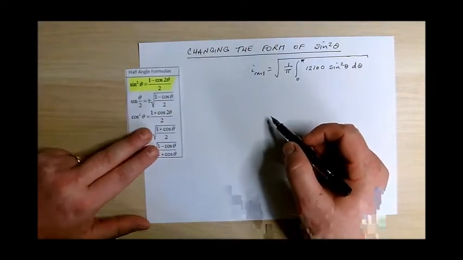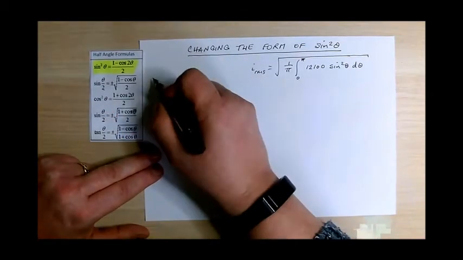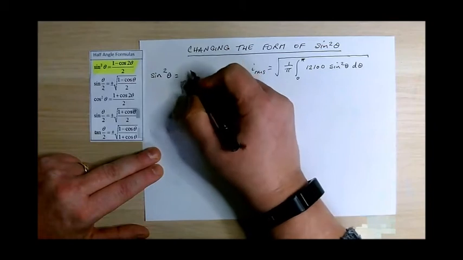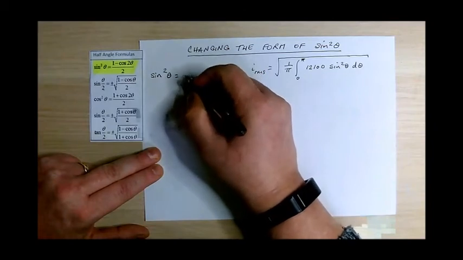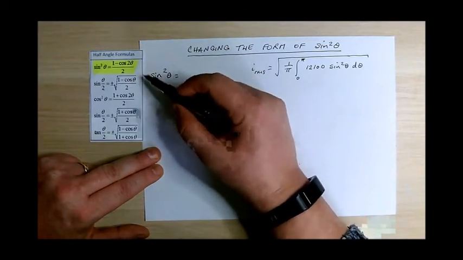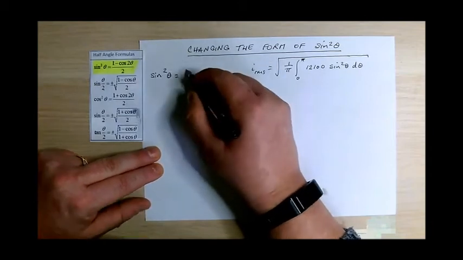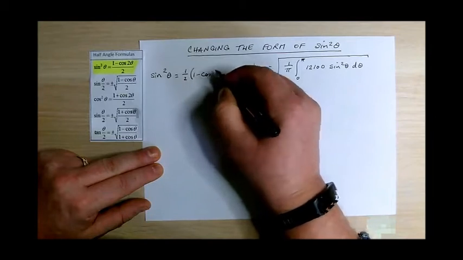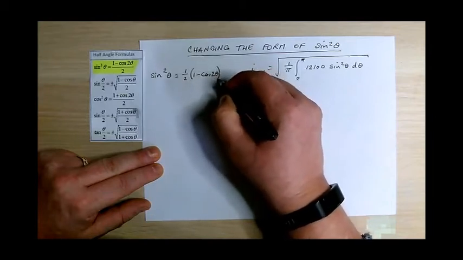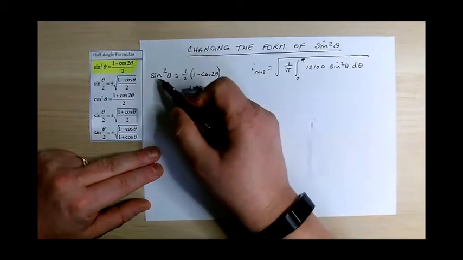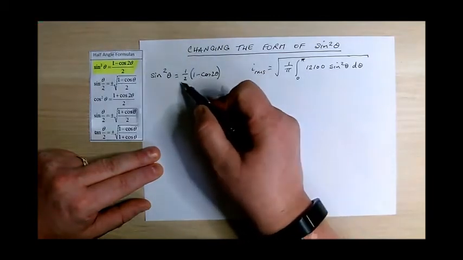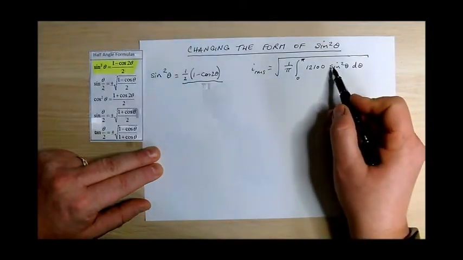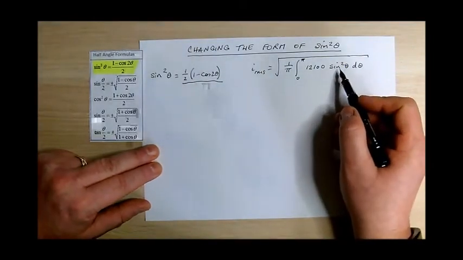So we're going to rewrite that. Sine squared theta equals, instead of putting the half on the bottom, I'm going to put it outside brackets. So half times 1 minus cos 2 theta. And we're going to insert this part in here instead of sine squared theta.